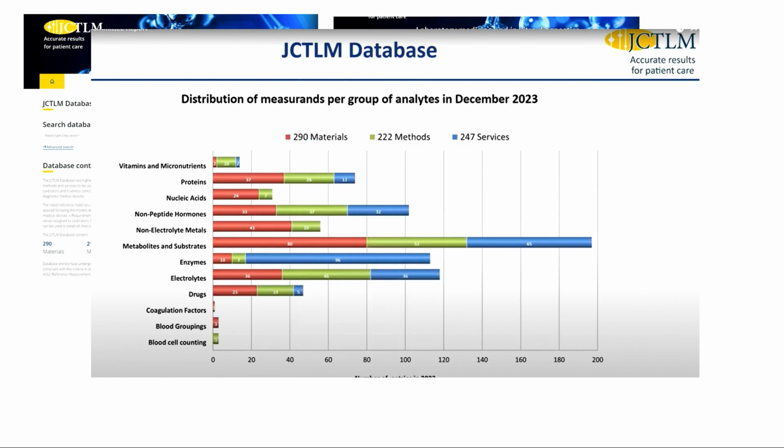So this is from the JCTLM database, which is the database which has all the reference methods that are known and all the certified reference materials that are known. And you can see that whilst there's 290 materials, we measure a lot more things than that in laboratories, and some of those are duplicated.